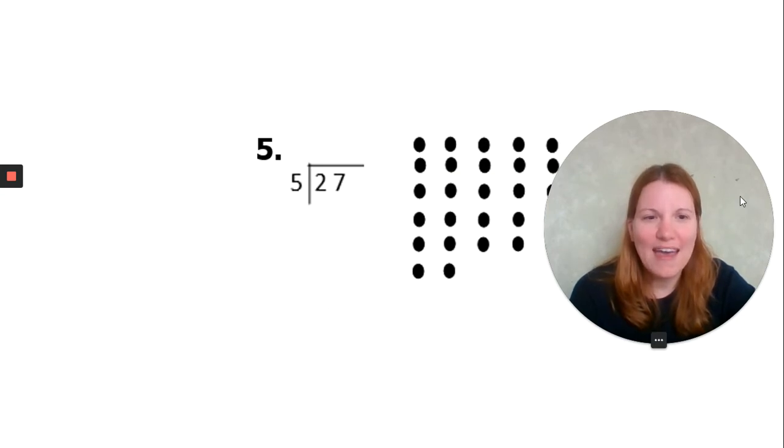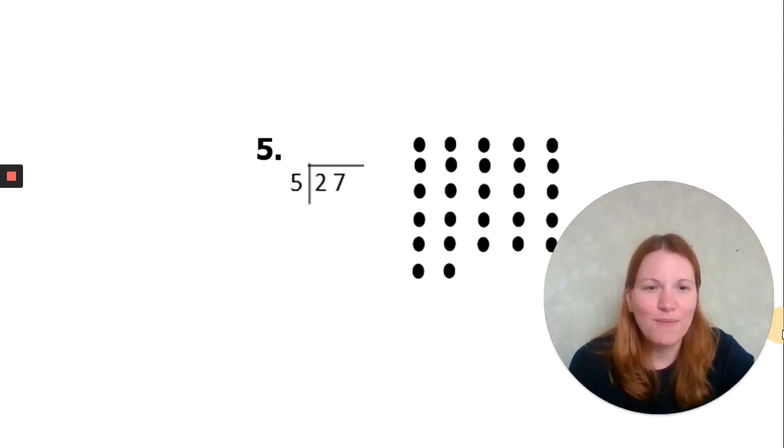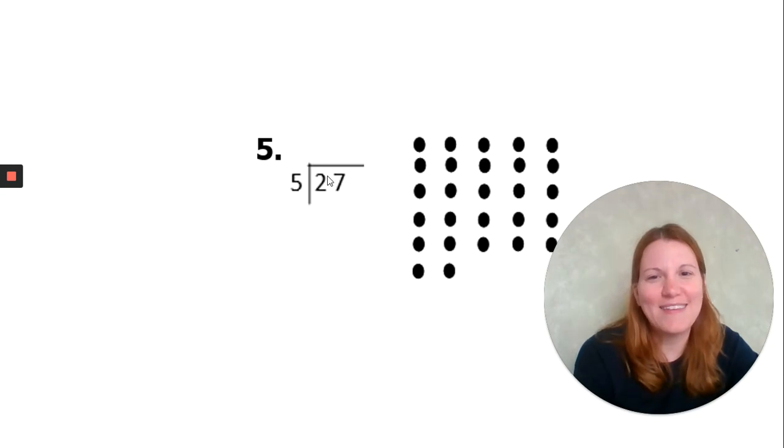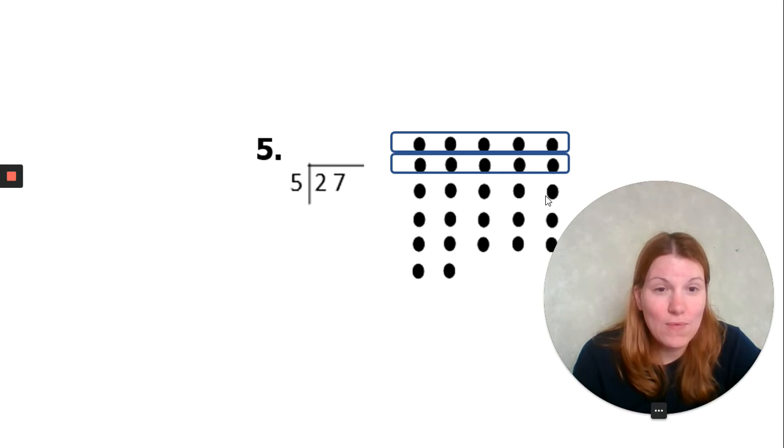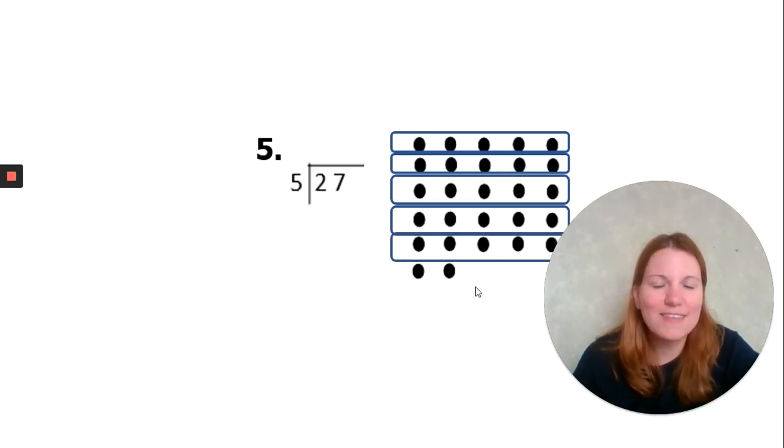Try number 5. Oh yeah, I can move myself. Look, there we go. Okay, I moved myself out of the way. 27 divided by 5. I have 5 in each row, so 5. There's 1 row, there's 2 rows of 5, 3 rows of 5, 4 rows, 5 rows, and I can't make another group of 5. So that means in 27, I can make 5 groups of 5, and then there will be 2 little guys left over.